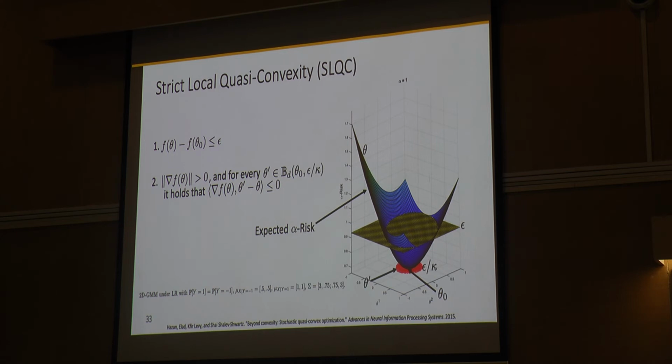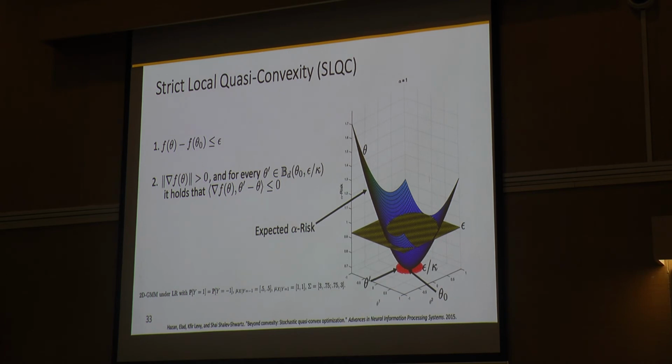If you're below that plane, any theta where your f of theta is below that plane, voila, you're going to go down there. If you're above that plane, you need at least a certain minimum number of iterations. And if you're above that plane, with respect to all these points in this ball of radius epsilon over kappa, you have this cone from your point, and the direction of the gradient is such that this is true. Then you're strictly locally quasi-convex.